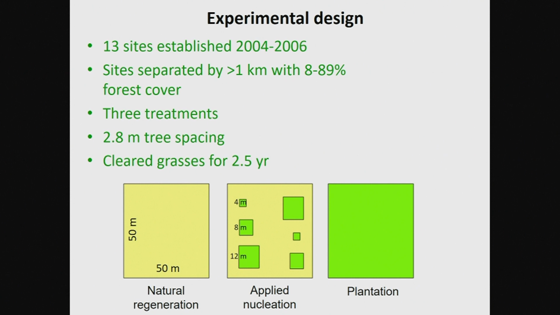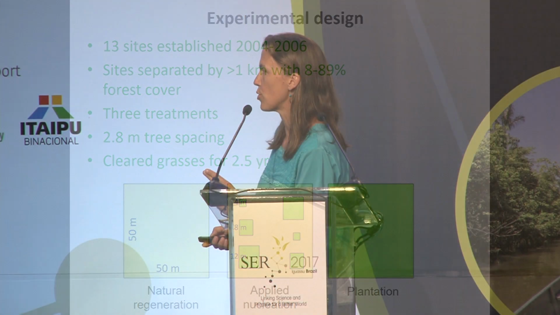There are 3 treatments: natural regeneration, where nothing is planted; applied nucleation, where there are islands of trees, 4 by 4 meters, 8 by 8 meters, or 12 by 12 meters; and plantation, where the entire area is planted.